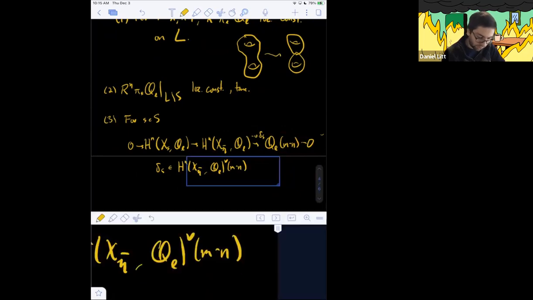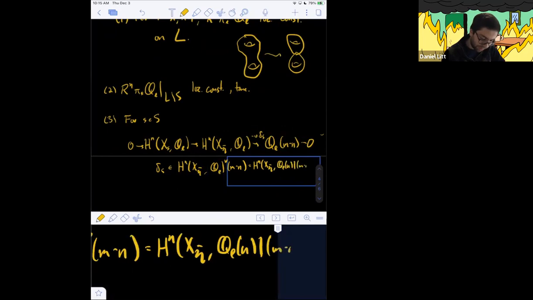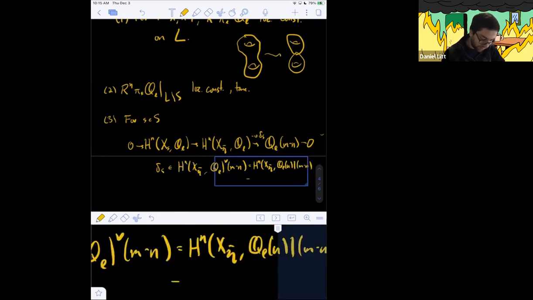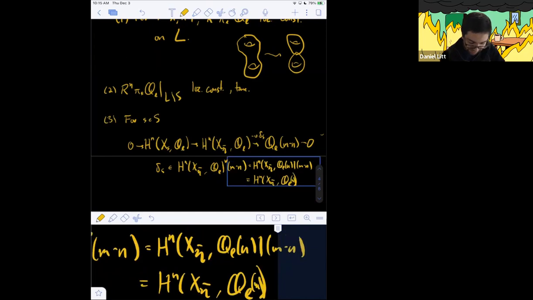So what is this QL, this dual vector space? By Poincare duality, this is H^n of X eta bar, QL of n, the fiber dimension, twisted by m minus n. So where does this live? This lives in Hn of X eta bar, QL of m, because n plus m minus n is m.